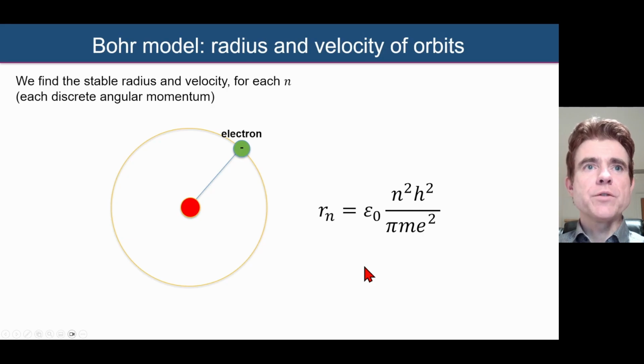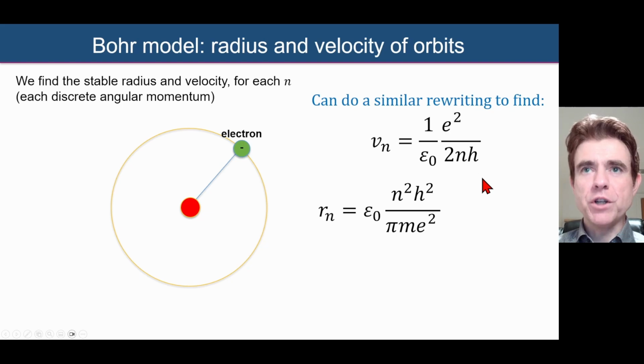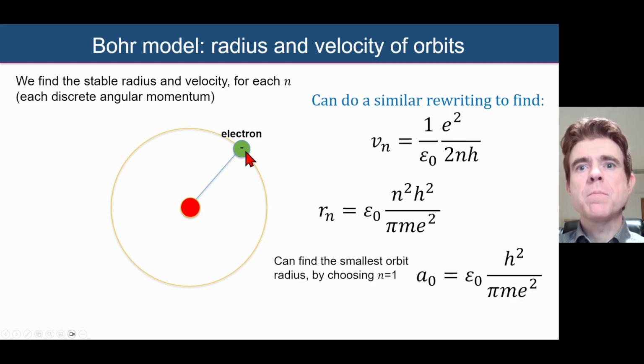Okay, so let's continue with our model. We could do a very similar calculation to what I've just shown you, using those equations, centripetal force, Coulomb force, quantization of angular momentum, and then we've solved for r. We could also solve very straightforwardly for the velocity as well. So we get discrete values of velocity and discrete values of the radius.